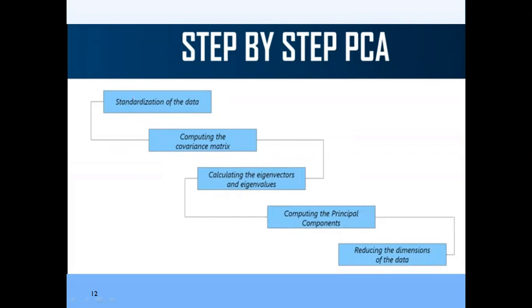So first step is standardization of the data. That is one of the important steps in any machine learning task, right? Then computing the covariance matrix. Then the third step is calculating the eigenvectors and eigenvalues from this covariance matrix. Then after calculating these eigenvectors and eigenvalues, we need to compute the principal components, right? Then after calculating this principal component, we reduce the dimensions of the data with the help of these principal components.